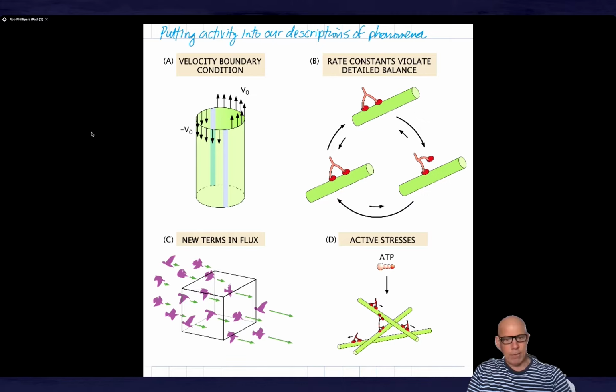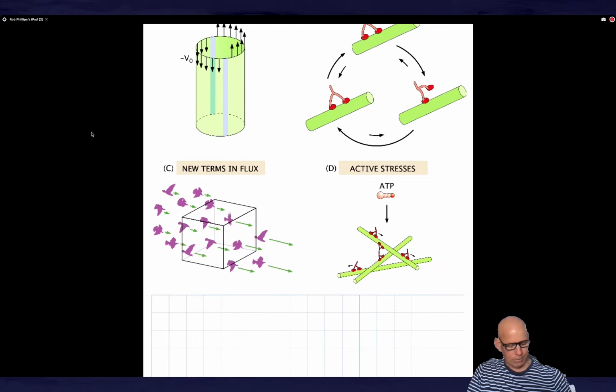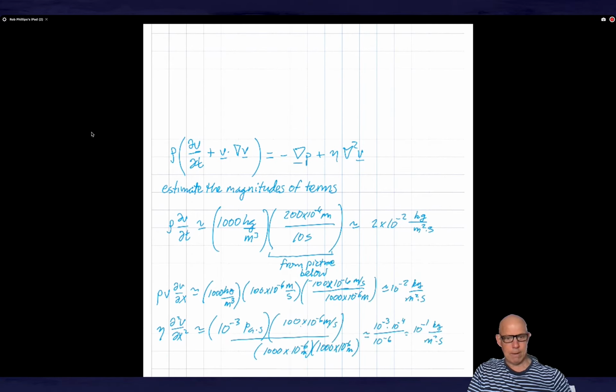The bottom left shows you the idea of new terms in the flux. Here I'm just showing you a bird flock, and these are active agents where they have a forward velocity. And the final example at the lower right is active stresses, which I'm not going to talk about just yet.